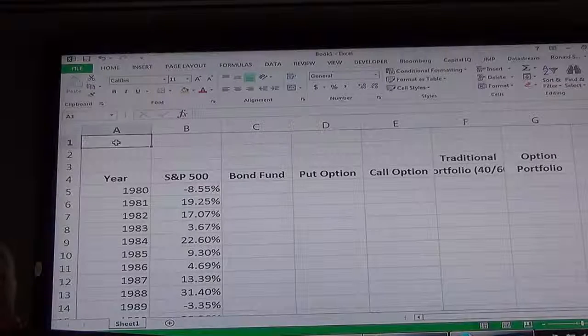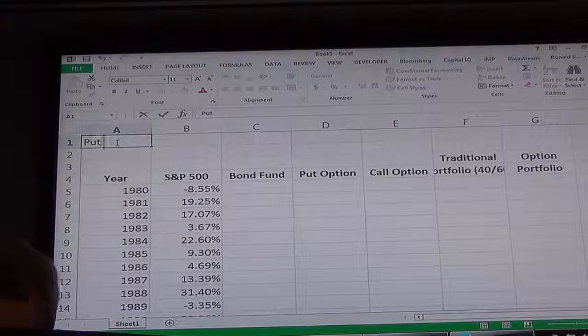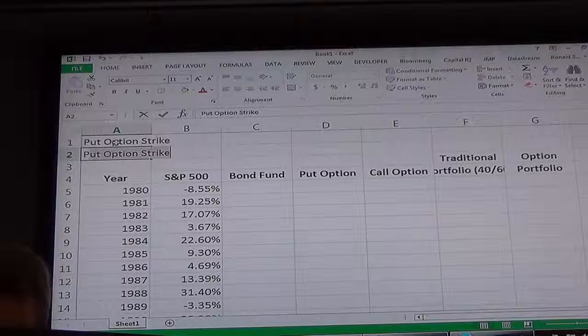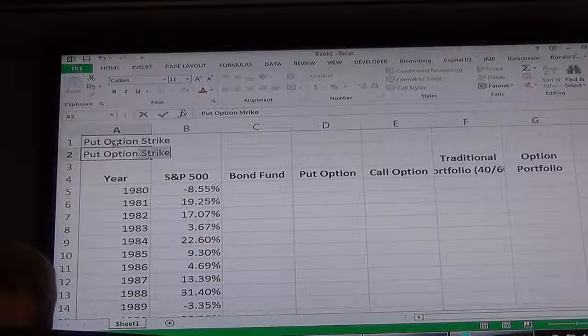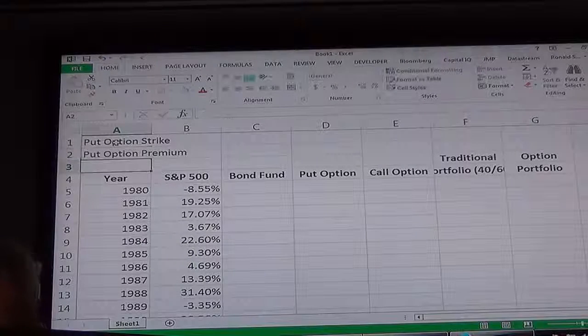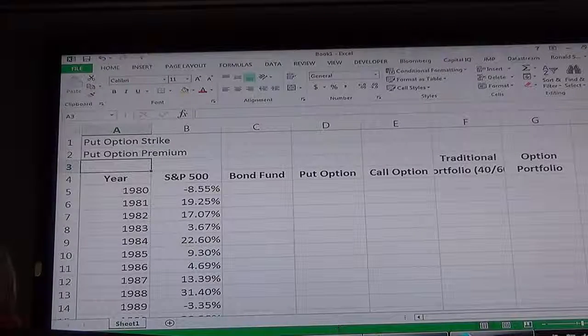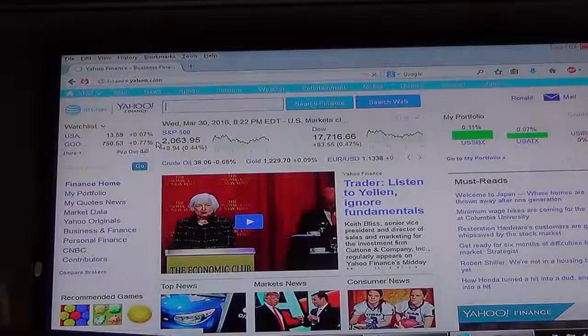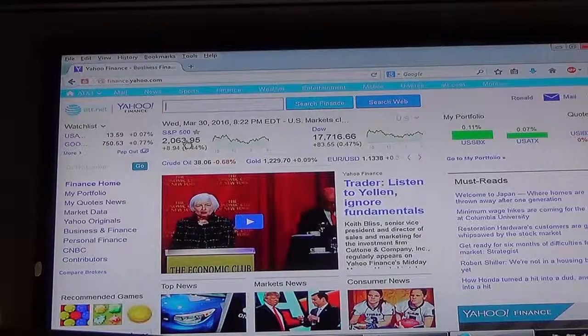All right. The next thing you need to know is your put option strike, your put option premium. Here's where you have to do some work. This is probably the hardest part of this. The S&P 500 right now is at 2063.95.